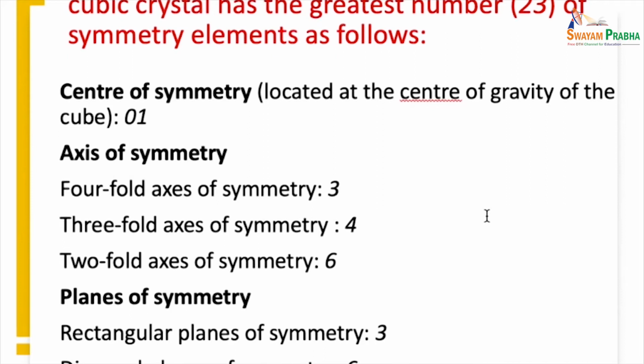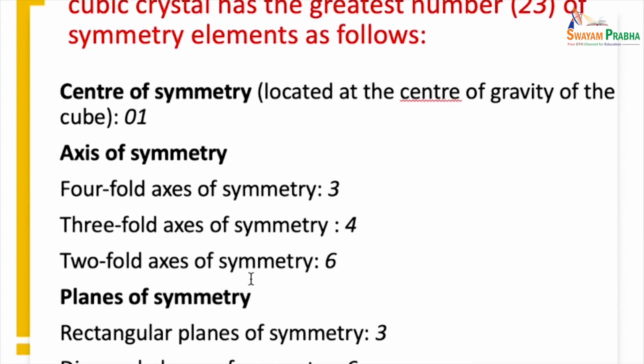Now, let's look at the summary of what we have studied about the cubical crystal. We've said that there is a center of symmetry, axes of symmetry, and planes of symmetry in the cubical crystal. How many centers of symmetry are possible? Only one. How many axes of symmetry were there? There were 13, which were 3 fourfold axes of symmetry, 4 threefold axes of symmetry, and 6 twofold axes of symmetry.